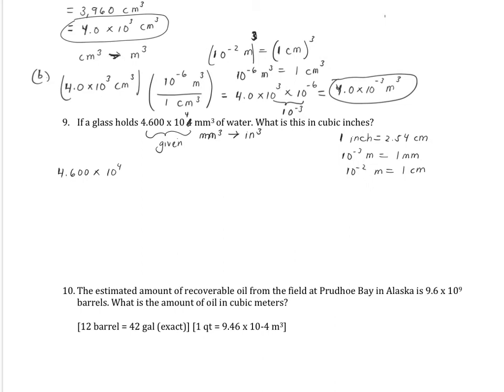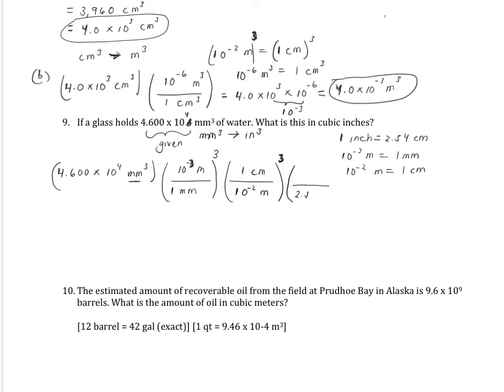We start off with what's given, 4.600 times 10 to the 4th millimeters cubed of water. And we know 1 millimeter has 10 to the negative 3 meters. And in 1 centimeter, there's 10 to the negative 2 meters. But since our millimeters is cubed, we need to cube these conversion factors. And then we can end with 2.54 centimeters for every 1 inch, and cube that conversion factor.